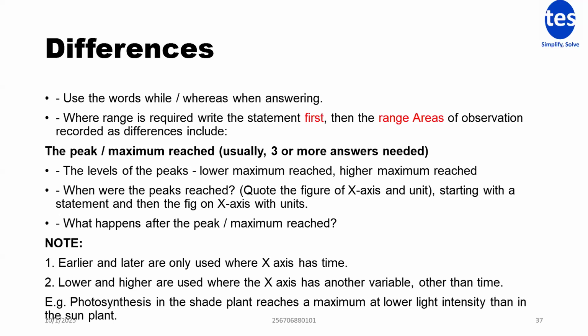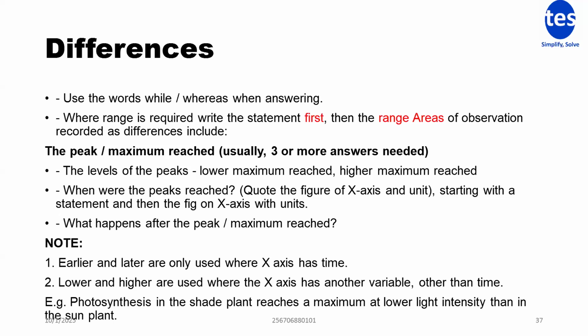Okay. And then if it is concentration, then say that maybe the starch breakdown attained the peak at a lower concentration, while maybe the other attained the peak at a later concentration. So those are the differences we can give in line with that. And then when were the peaks reached, that one is also important.